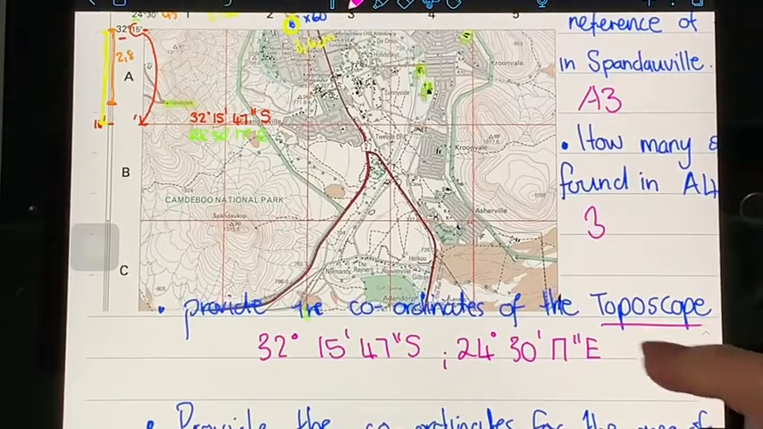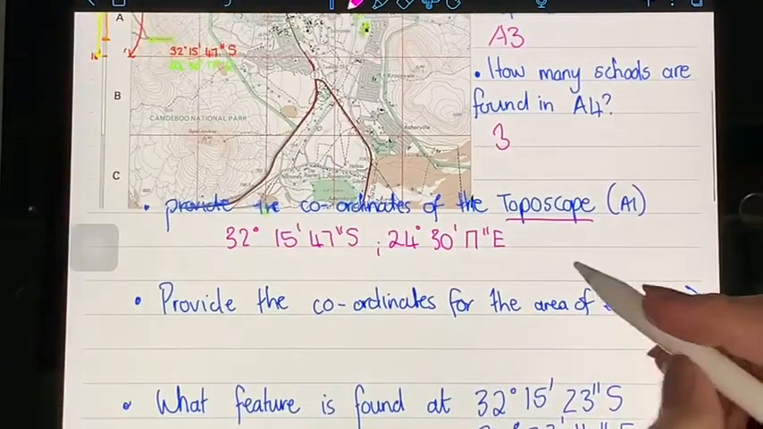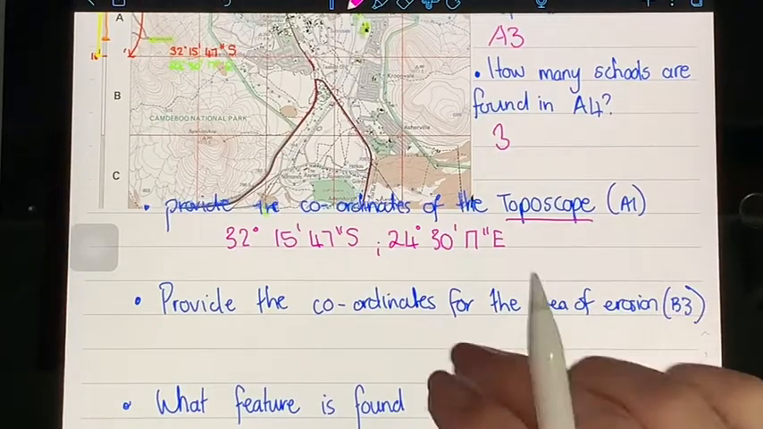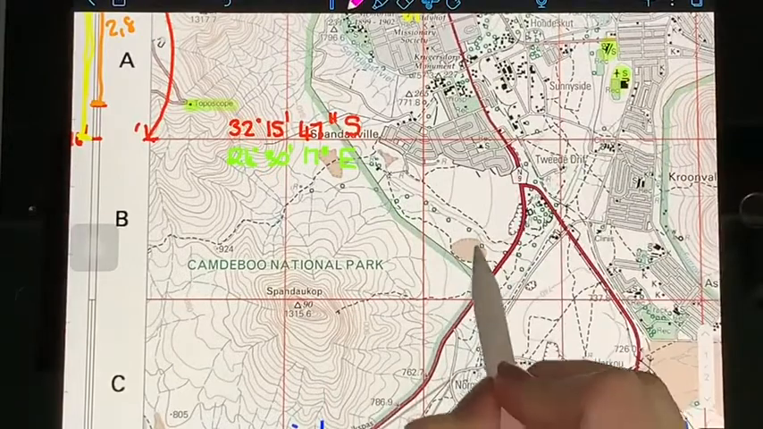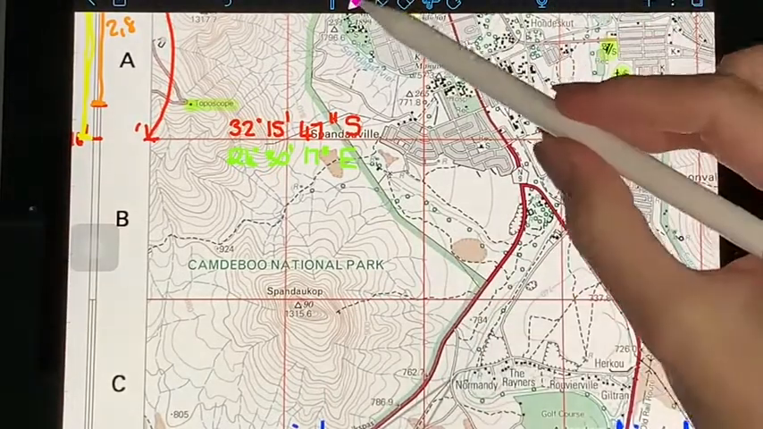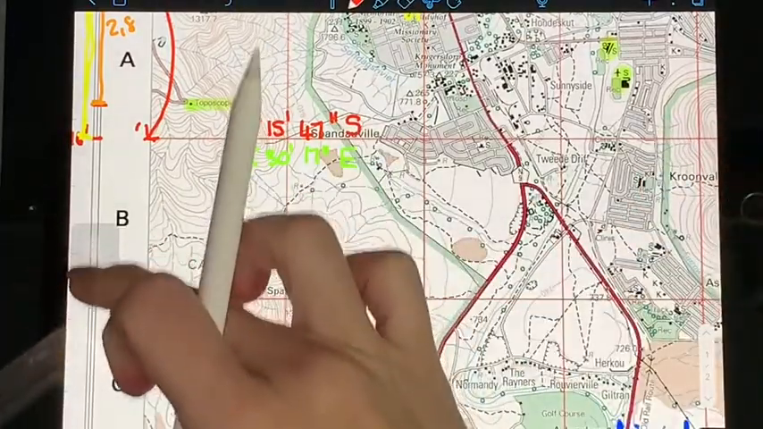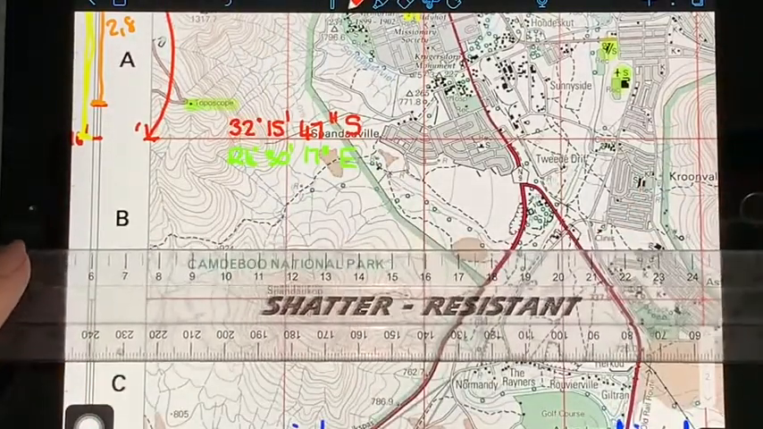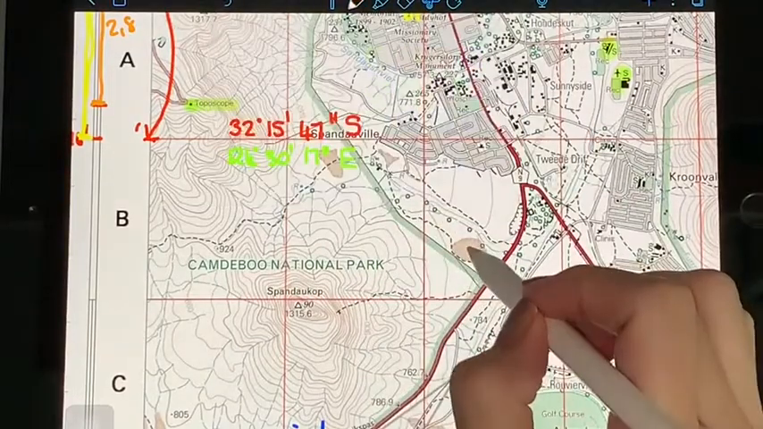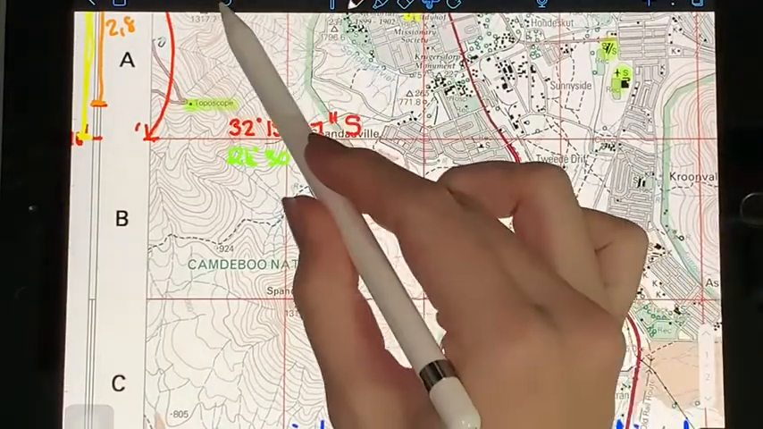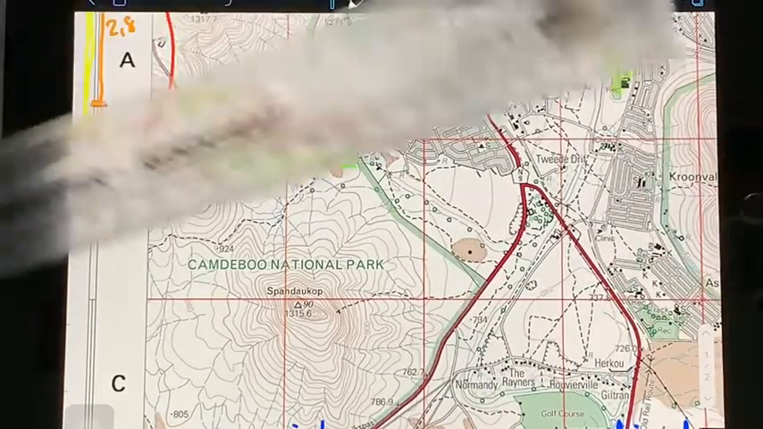Let's try another one of these coordinates. You have to give the coordinates now for the area of erosion in B3. So if we go to B3, we can find the area of erosion. This is where knowing your symbols is very useful. Again, we're going to mark off on the actual margin where the center is. Always use the center point in order to give your coordinates. It's not quite the center, I'm just going to try and get it a little bit more accurate.